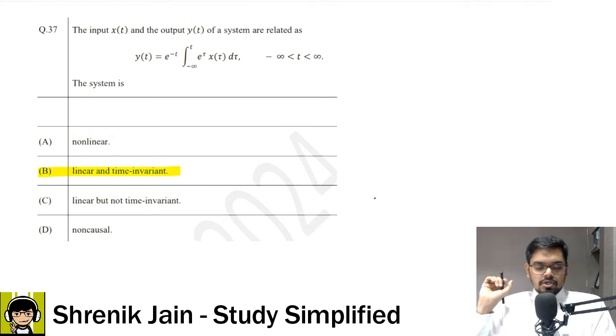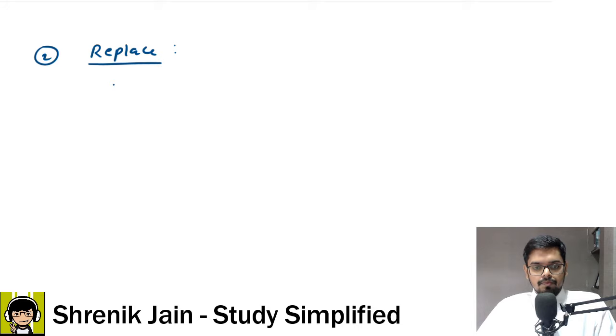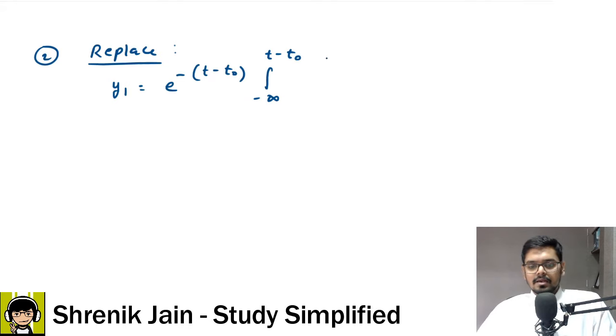So if I check now time variant or invariant, for that we have the delay and replace logic, again solved in the practice course already, that this is my technique to solve this kind of questions. First I will do replace, that wherever t is there, replace with t minus t naught. So if I do replacement, then my y1 becomes what? E to the power minus (t minus t naught), and then integral minus infinity to t minus t naught, because replacement means wherever t is there, replace with t minus t naught. Then e to the power tau x of tau d tau. This is how my y1 looks like.